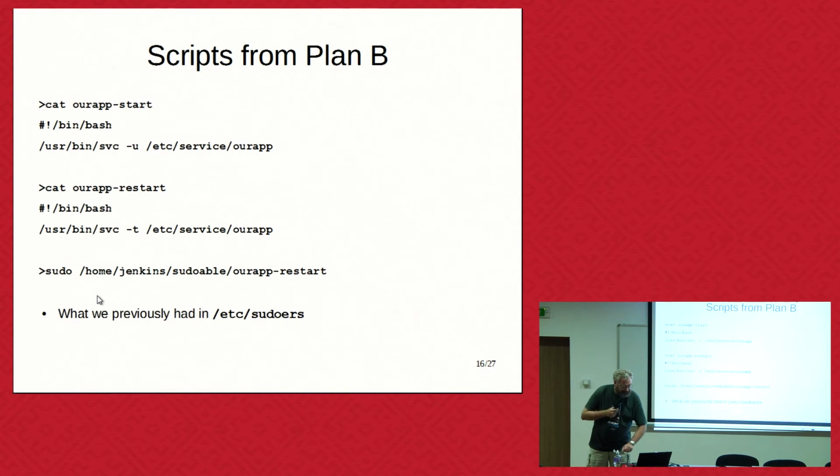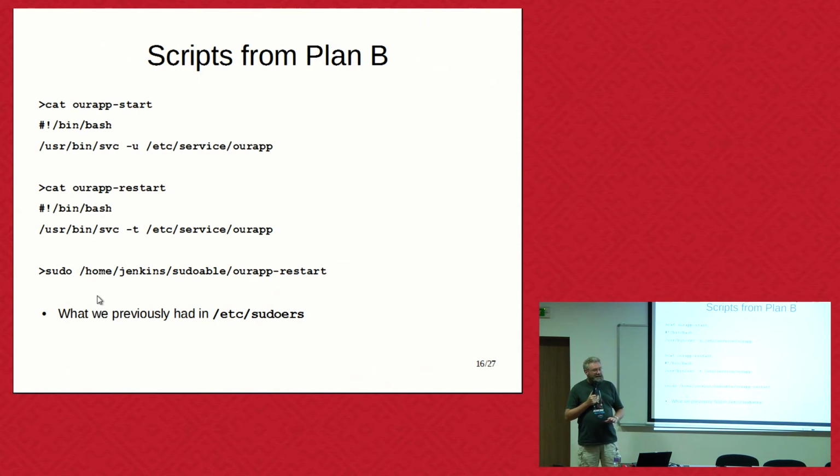And now some samples. Remember earlier we had two things he could do. He could start the script and he could restart the script. So we have put those two lines instead of straight up in etc. sudoers. We have put them in scripts that are now in sudoable that he can call. So he would call it as home Jenkins sudoable script name.